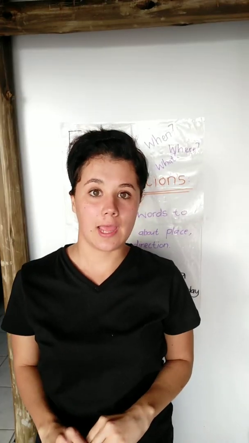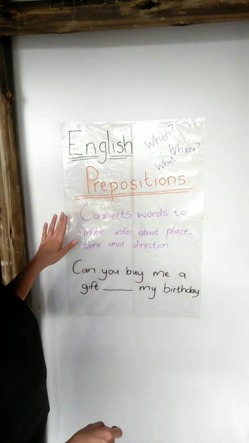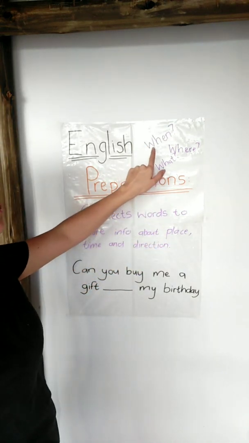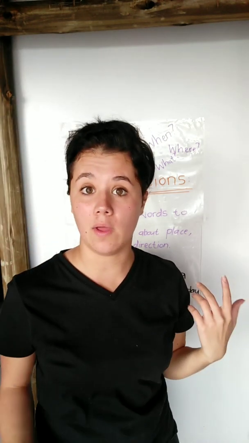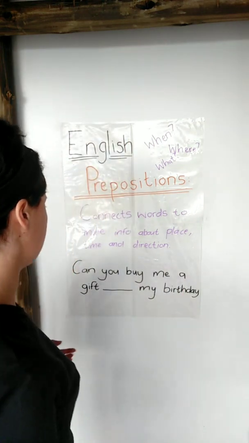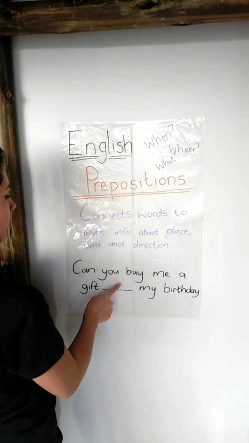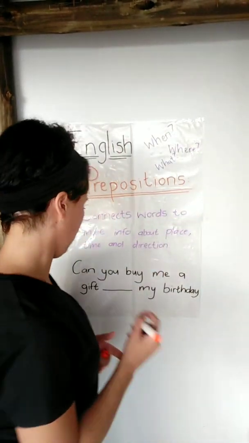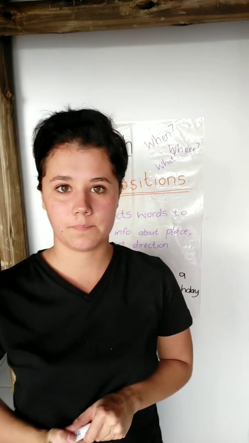And now let's have a look at prepositions. Now, prepositions connect words to more information about the place, time, and direction. So you can ask yourself questions like when, where, what, how, at what time, and things like that. So let's quickly do an example. Can you buy me a gift, space, my birthday? So the answer there will be for my birthday. For my birthday. Okay.